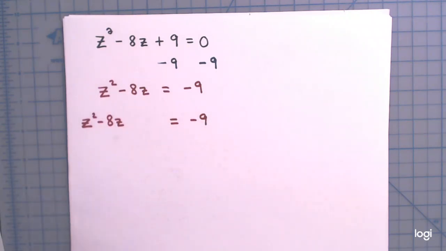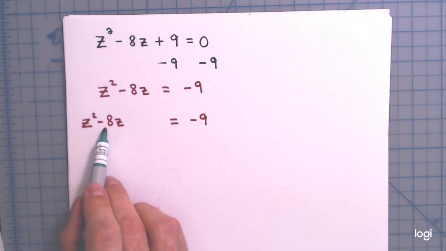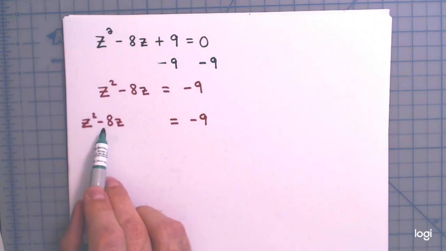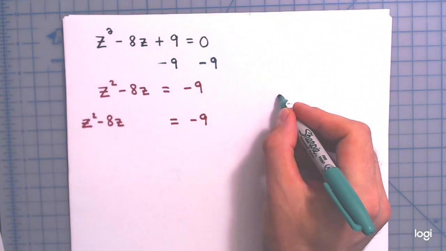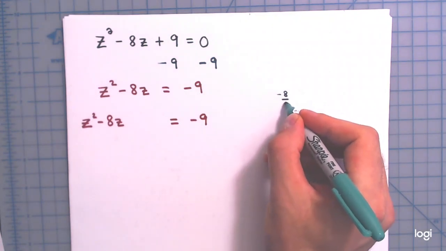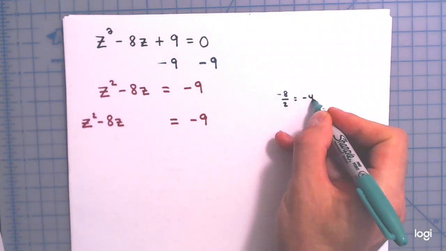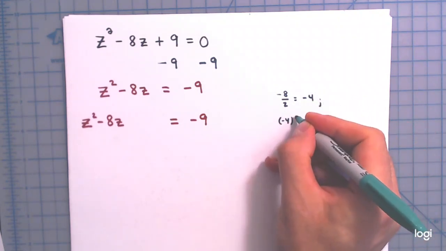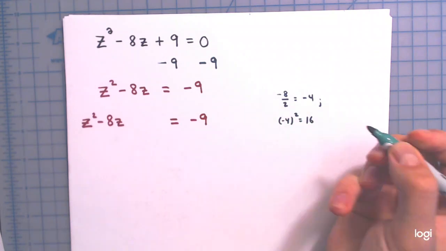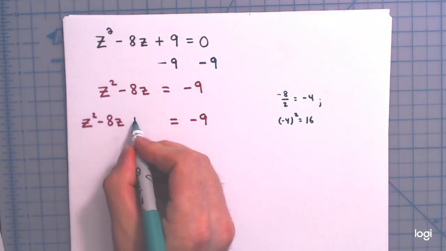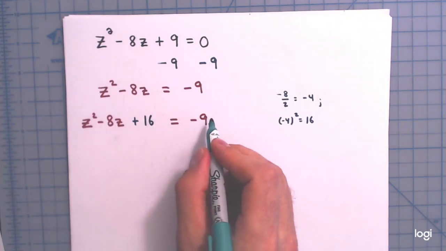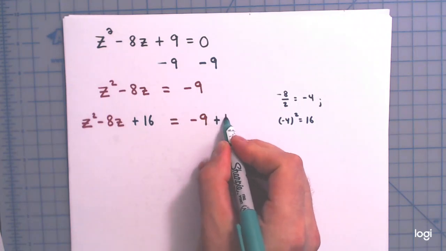Completing the square, remember you take the coefficient of the first powered term. Take negative 8. I'll just do this off to the side. What's negative 8 cut in half? That's negative 4. Then square it. What's negative 4 squared? That's positive 16. So I'm going to be adding positive 16. And since I added it to the left, I must also add it to the right.